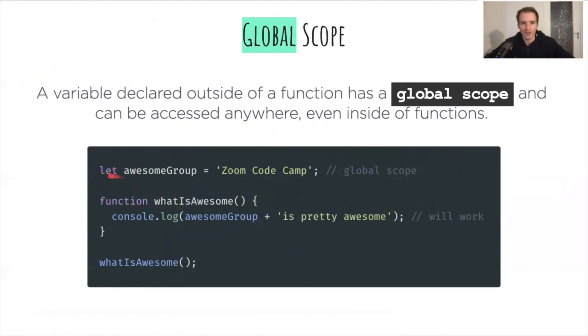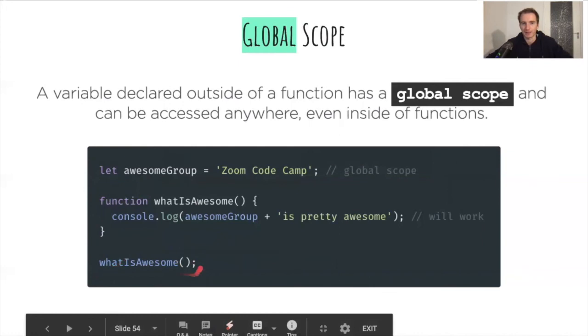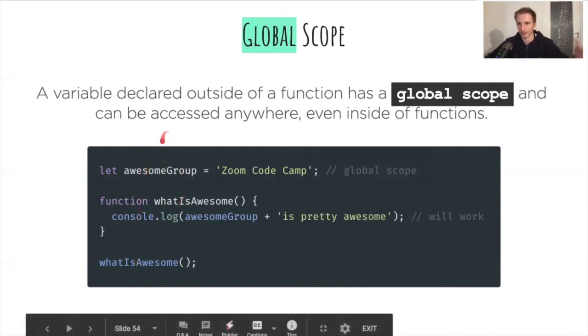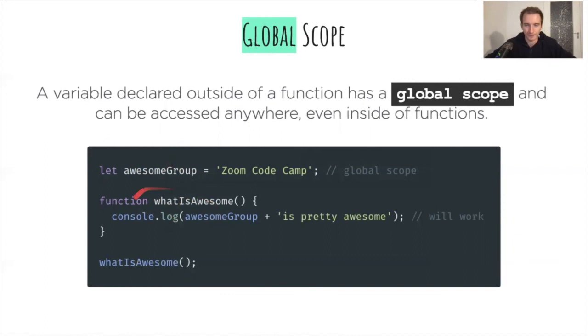Let's say we have a text variable, a string that we're putting in a box called awesomeGroup. And we have a function called whatIsAwesome. If we call this function, it will run what's inside of it, and we can access the value awesomeGroup that we defined outside of the function. The explanation is that when we define something at the highest level of the hierarchy, right outside of any other functions, at the top of the file, that's accessible from within our function.